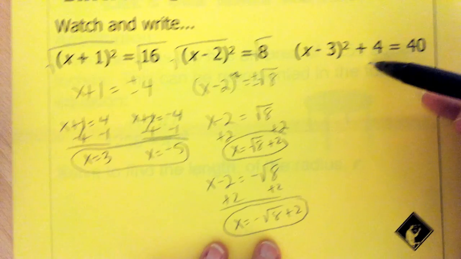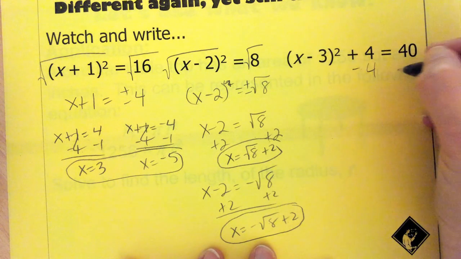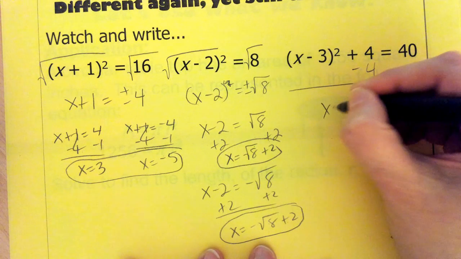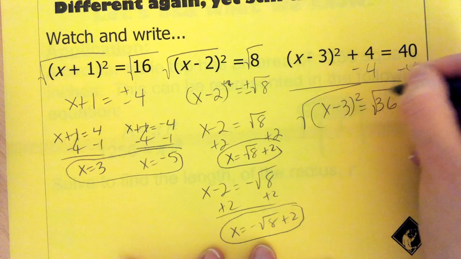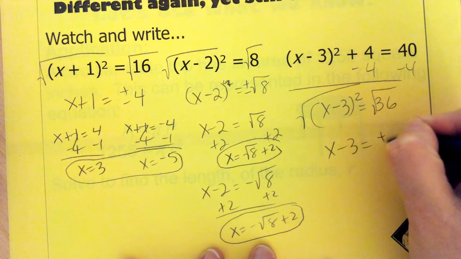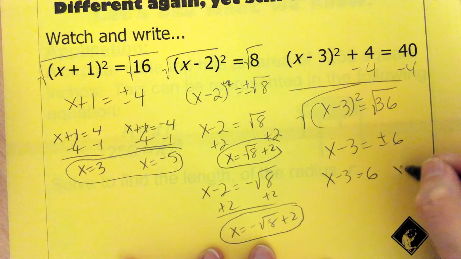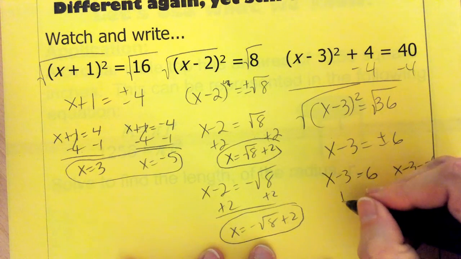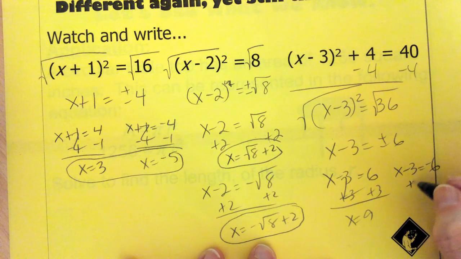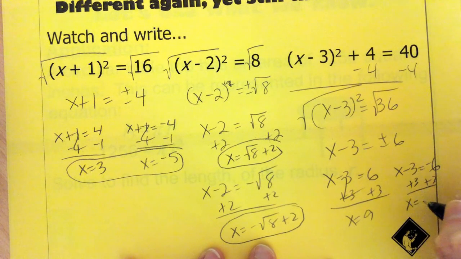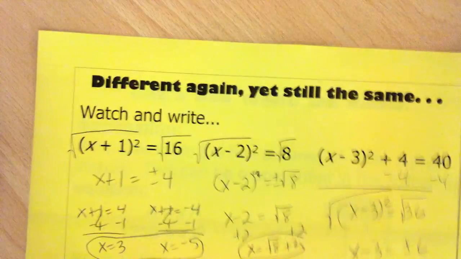This one here looks a little nuts, but it's not that bad because all I'm going to do is subtract 4 from both sides. (x - 3)^2 = 36. Then I take the square root and get x - 3 = plus or minus 6. So x = 9 and x = -3, and those are my two roots for that one.